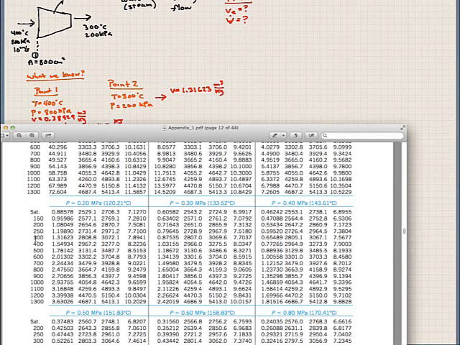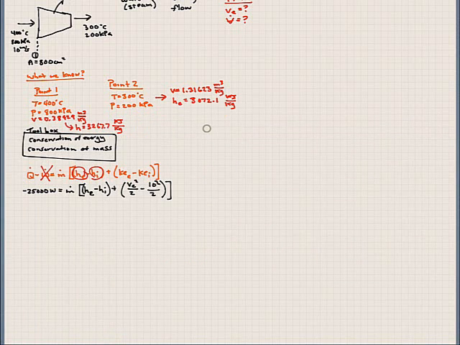And our enthalpy at the exit here is going to be equal to, let's see, at 300, 3072.1, and keep in mind this is kilojoules per kilogram. Okay, so let me put this up now. So let's put those values into here. Okay, so we have minus 25,000, and that's equal to the mass flow rate, which we still don't have.